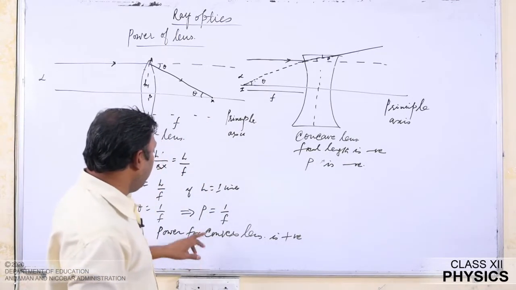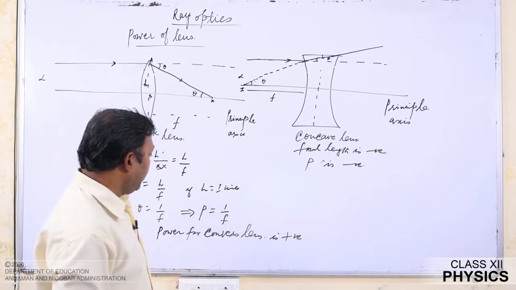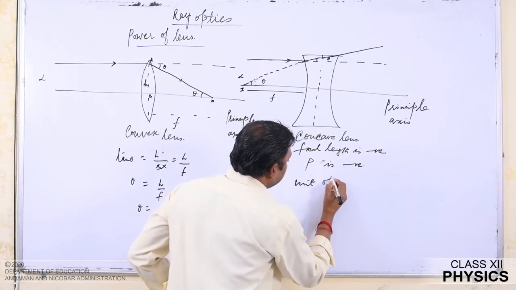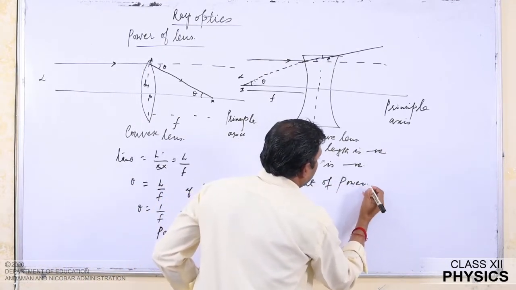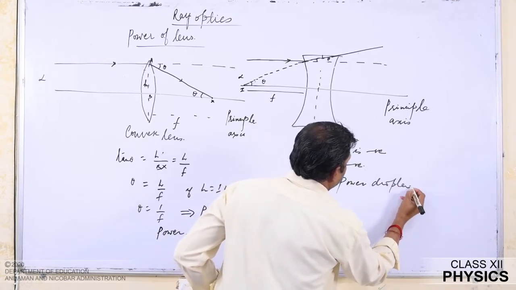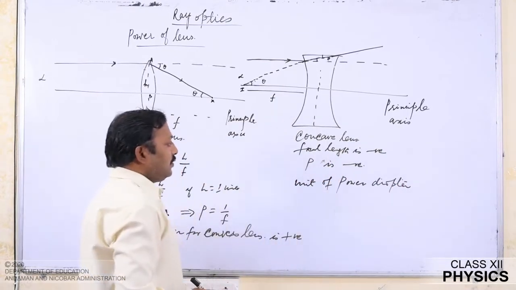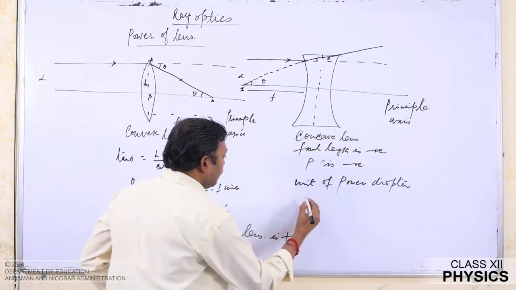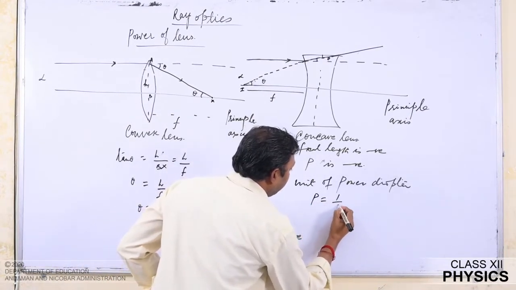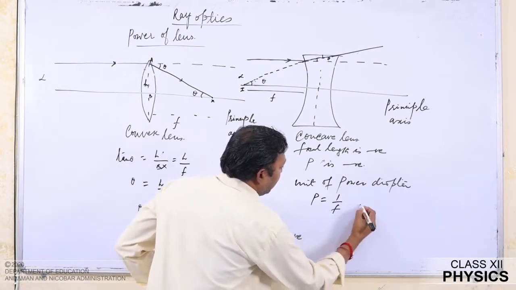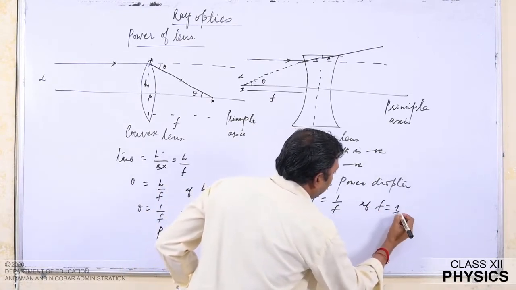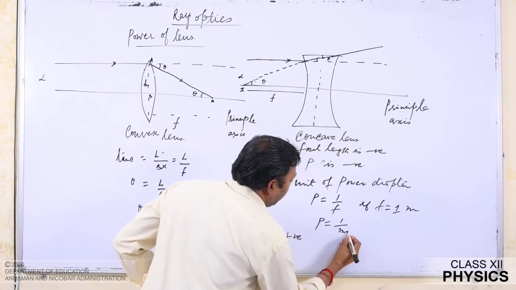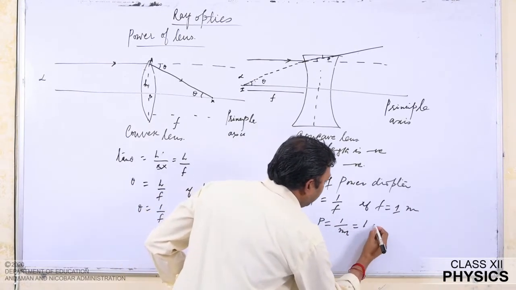So, the formula for power is P is equal to 1 by f, and the unit of power is diopter. Now, we will try to see how much the diopter will be equal to. So, we have the formula P is equal to 1 by f. If f is equal to 1 meter, then power will be equal to 1 by 1 meter, which is equal to 1 diopter.